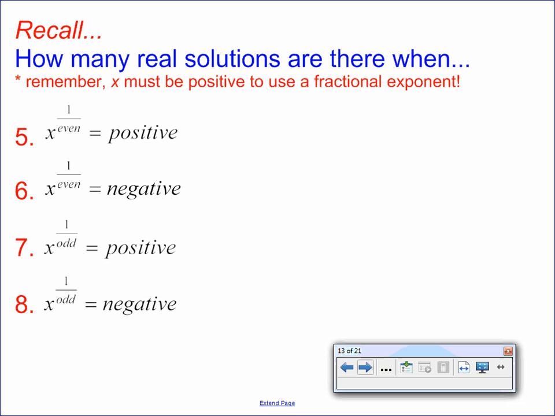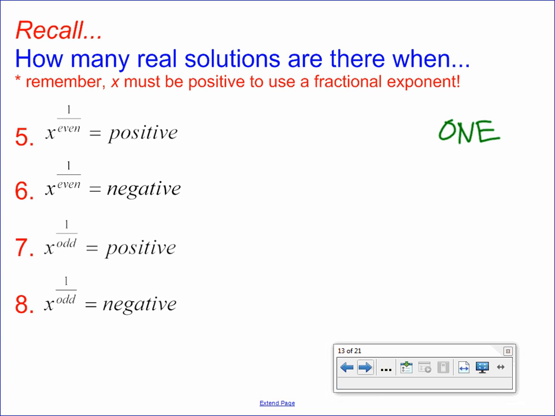Absolutely. This would be like the 4th root of 64, I'm sorry, the 4th root of 16 equals 2. Well, if x were 16, then that would be true. And so this is absolutely possible. We would just have one real solution.